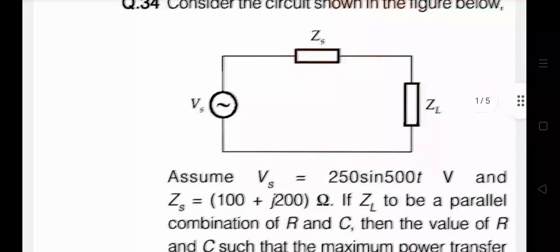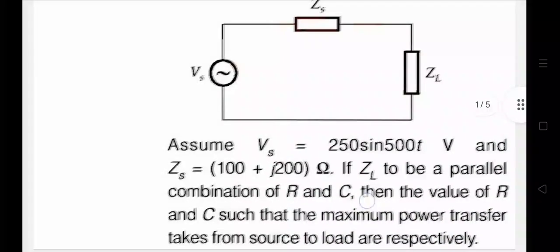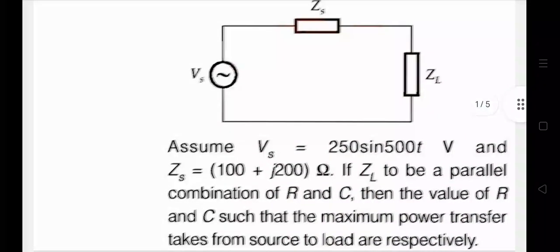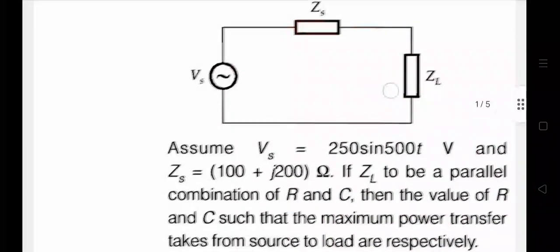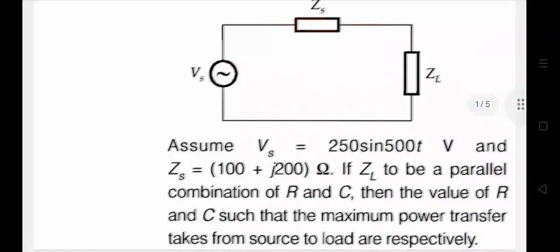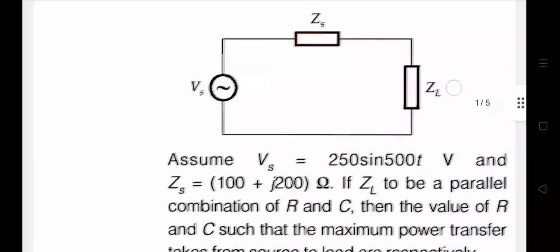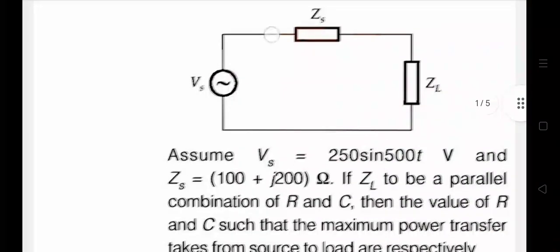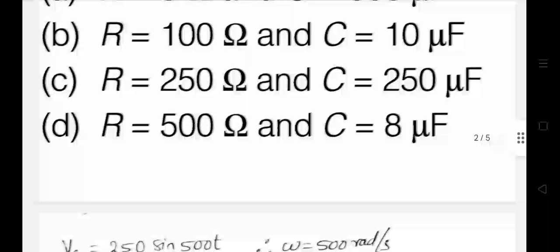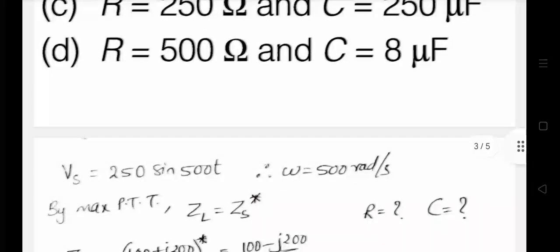So we have to find the value of this resistance and capacitance, which are connected in parallel and form the load, such that maximum power flows through this load from this source. These are the options. Let's see how we do this question.